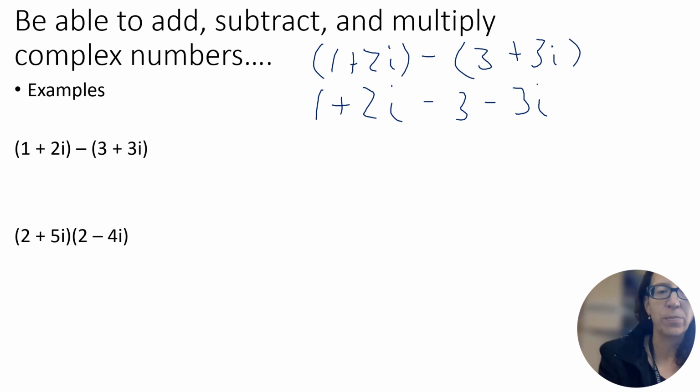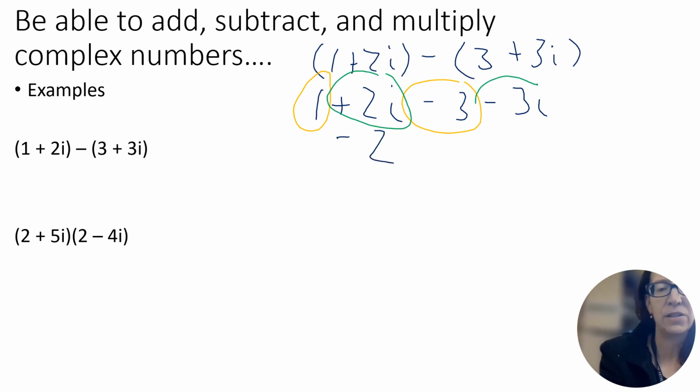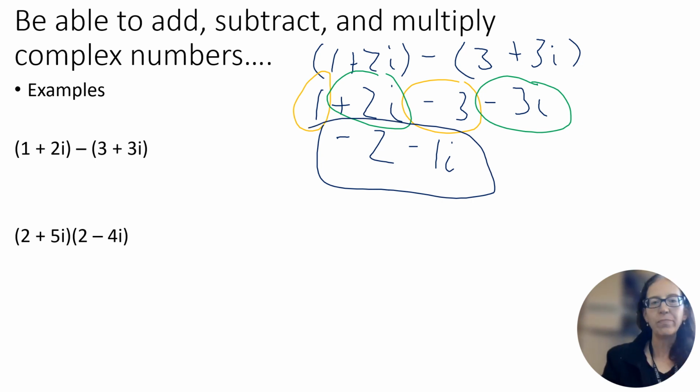And then we simply combine like terms. So we have 1 minus 3, which gives us negative 2, and then 2i minus 3i, which is negative i, or negative 1i. I do not care if you want to put the 1 there, that's totally fine. Okay, so negative 2 minus 2i.